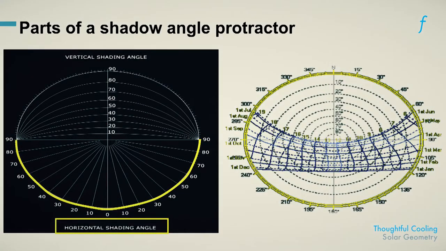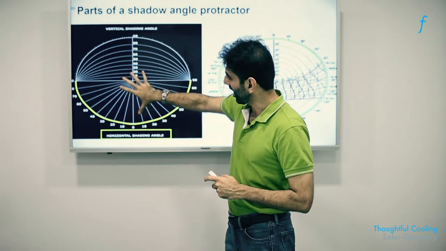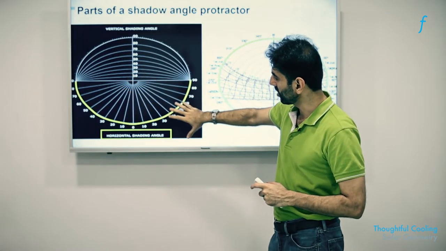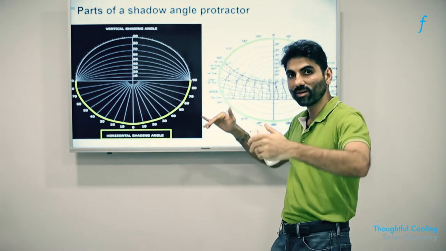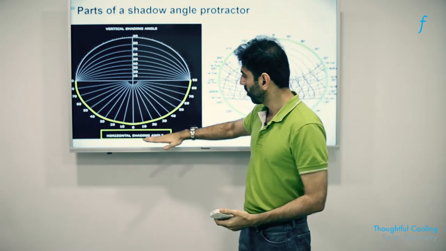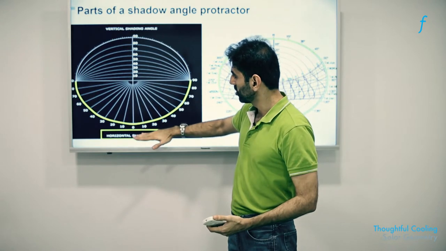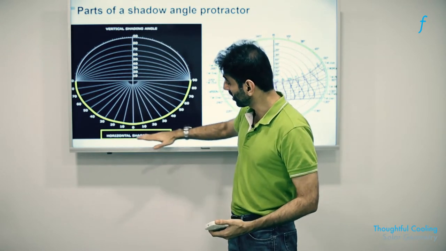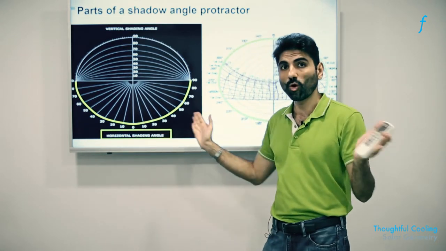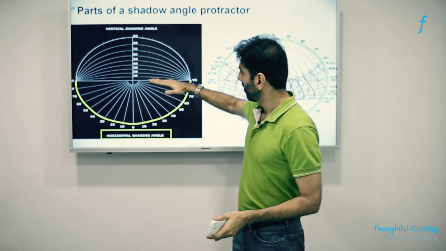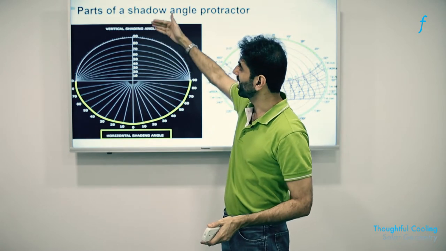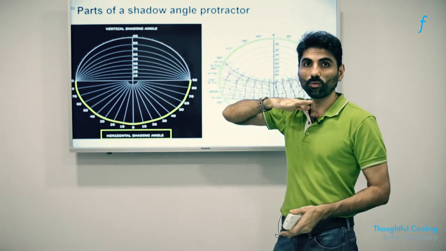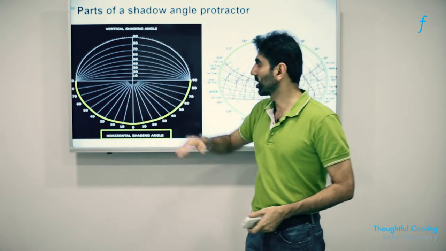Now this is a protractor that we're going to use. It's called a solar protractor, to see how different kinds of shading devices provide different coverage in terms of shade. Sorry, this is for a vertical shading device, which provides me with horizontal shade. This part of the protractor will be used for looking at what's called a vertical shading angle for when I have a horizontal shading device.